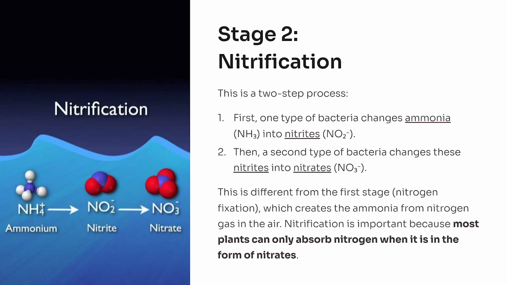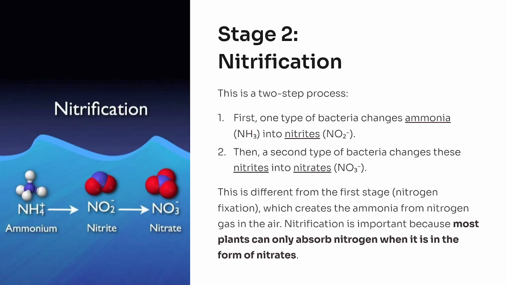Now, let's move on to stage 2, nitrification. This stage happens inside the soil and is carried out by very tiny living things called bacteria. It's a 2-step process that changes ammonia into nitrates, which plants can absorb easily.